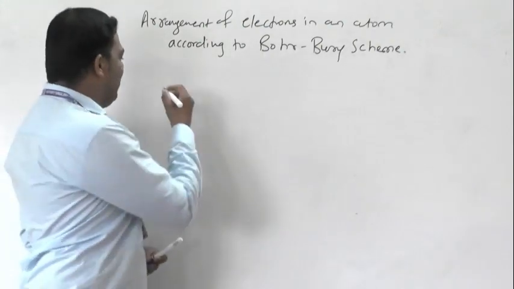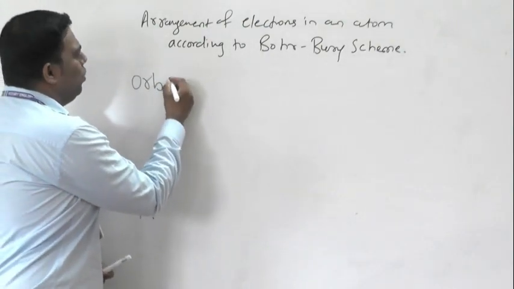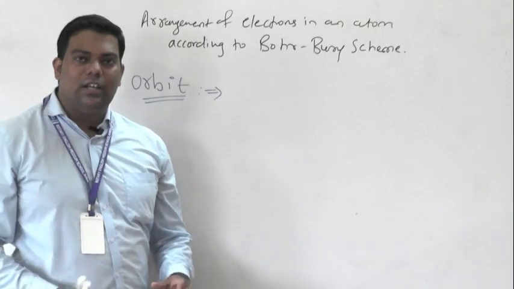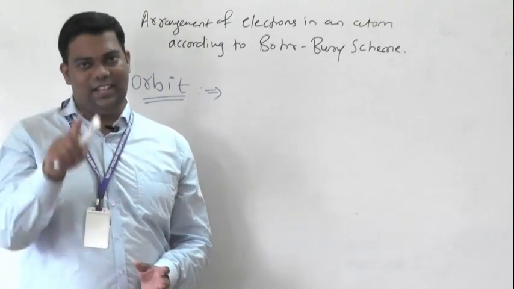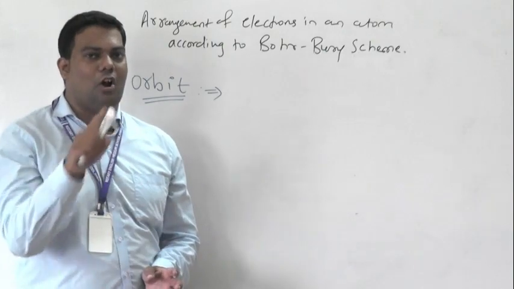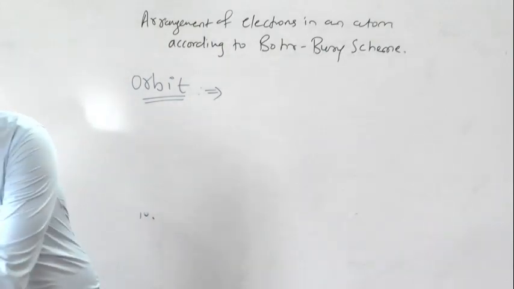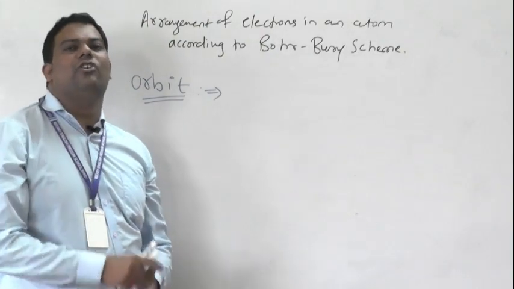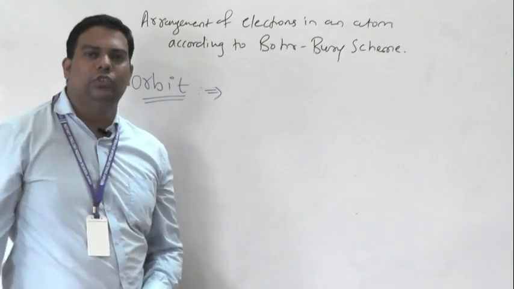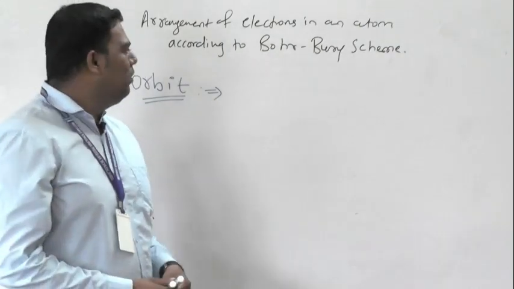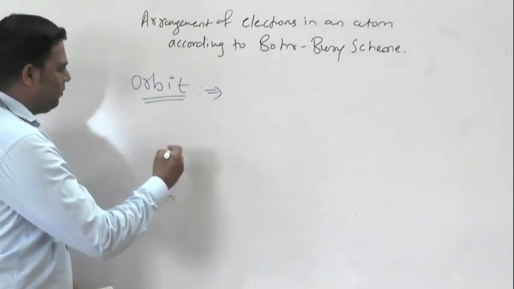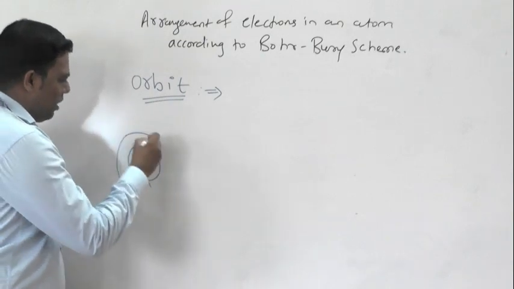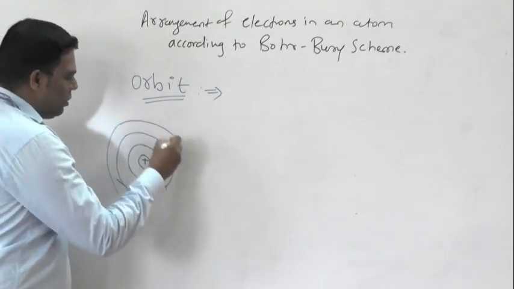They are saying orbit. Basically, what is an orbit? It is the path of electrons, in which they revolve in a circular orbit around the nucleus. So these are your orbits. Positive charge here, first shell, these are your second shell, third shell.